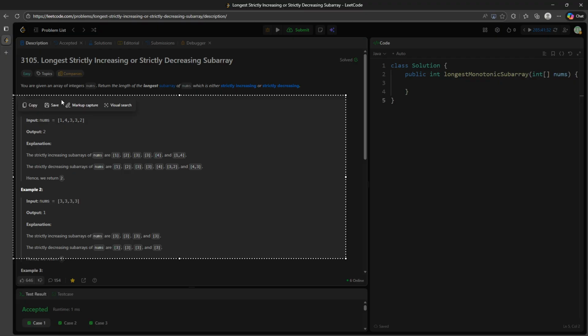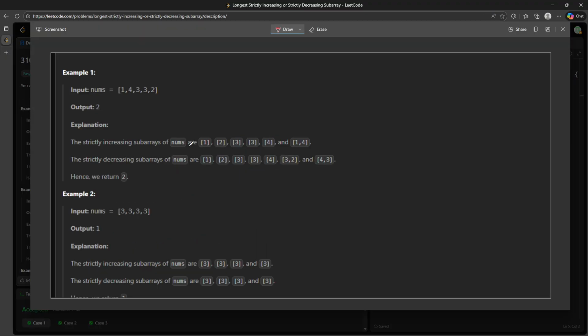So look at this. Strictly increasing, what will I consider? A num by itself or a subarray, right? And decreasing will be the same: nums by itself or the subarray. So let's look at this.